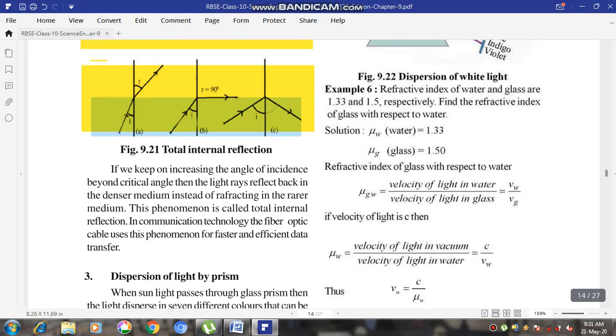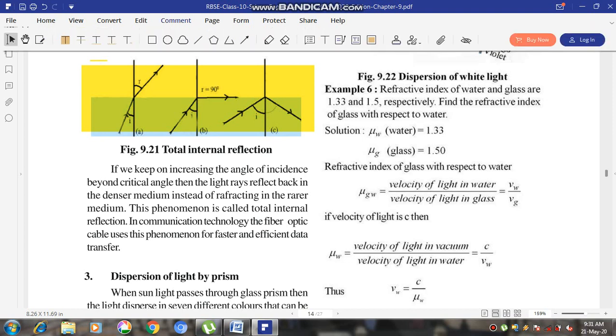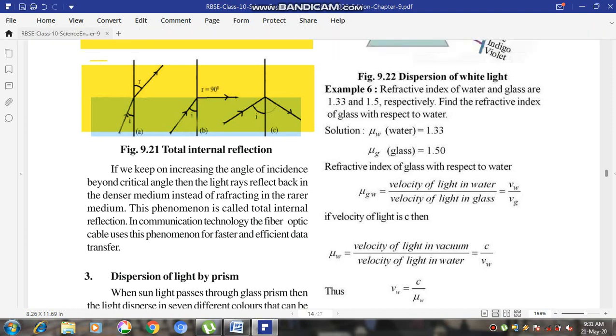So if we keep on increasing the angle of incidence beyond the critical angle, then the light rays reflect back in the denser medium instead of refracting into the rare medium. So if the angle of incidence is more and more as compared to the critical angle, what happens? Total internal reflection happens. So what is total internal reflection?